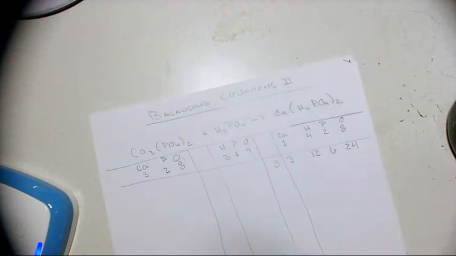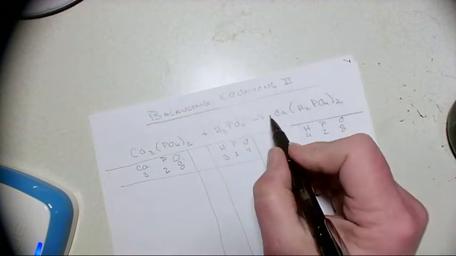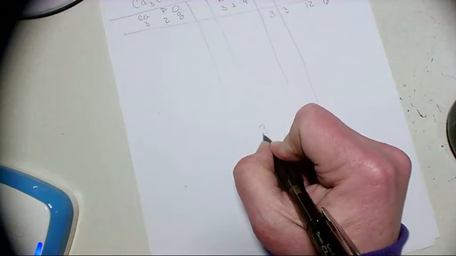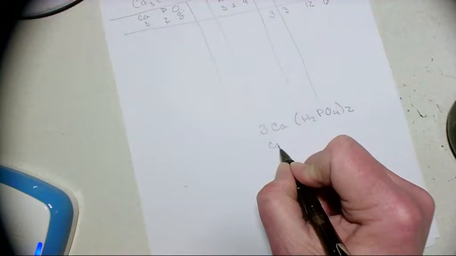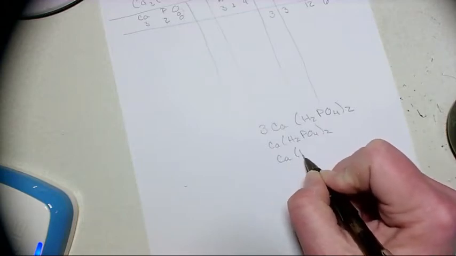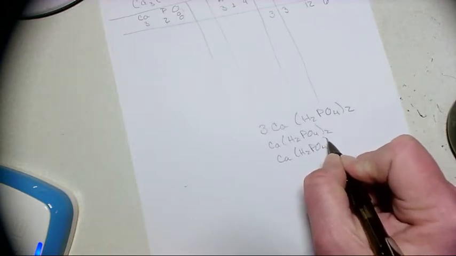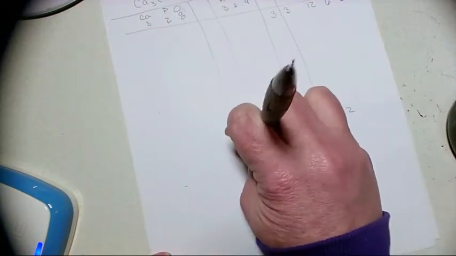So let's make sure that you understand why I just did what I did. If I say 3 of these guys, Ca(H2PO4)2, what I actually am saying is I have 3 of these whole molecules.